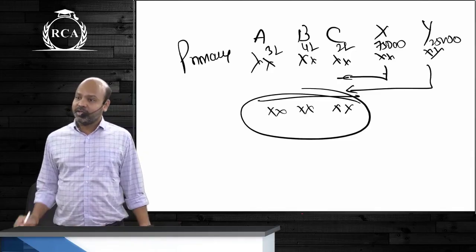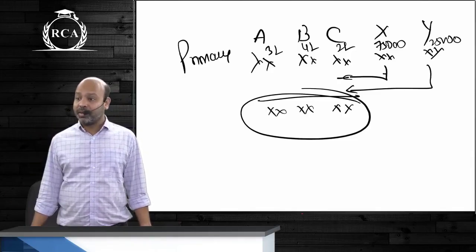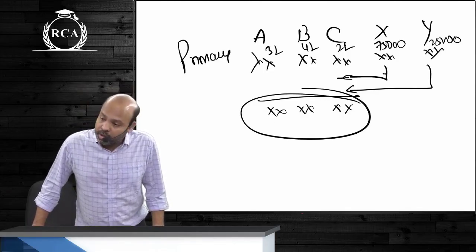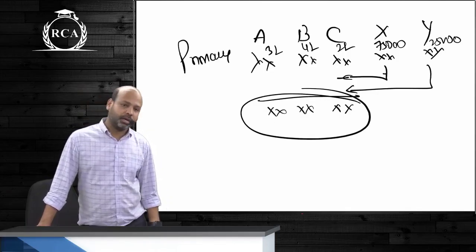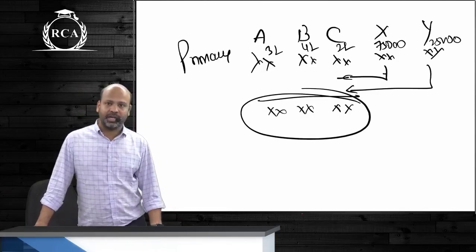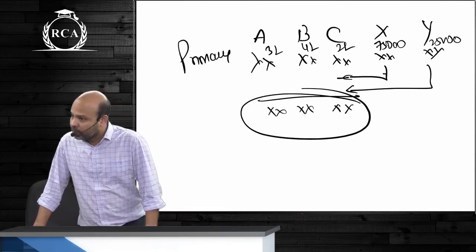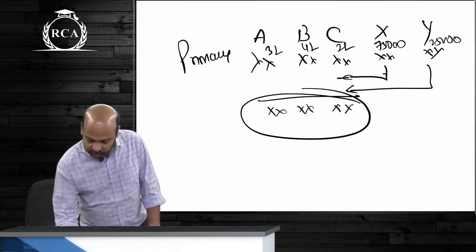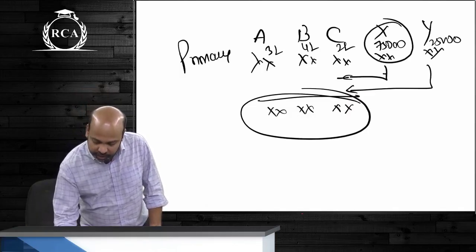Did you understand? This is a classic example of why, under primary apportionment, you will have to first allocate expenses to all the departments including service departments, and after that the service department expenditure will be allocated to production departments. Are we clear? Let's say that this service department X is a maintenance department.